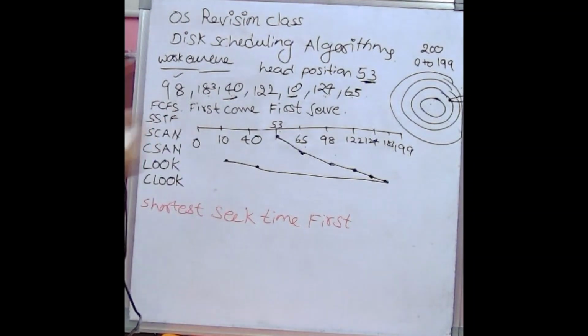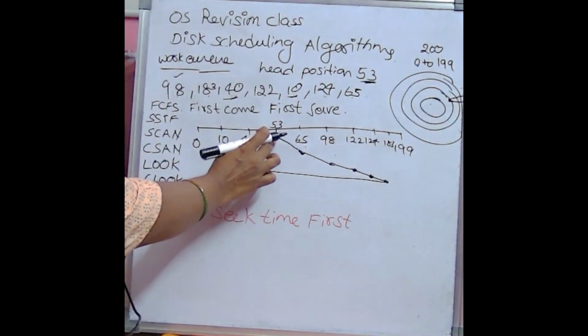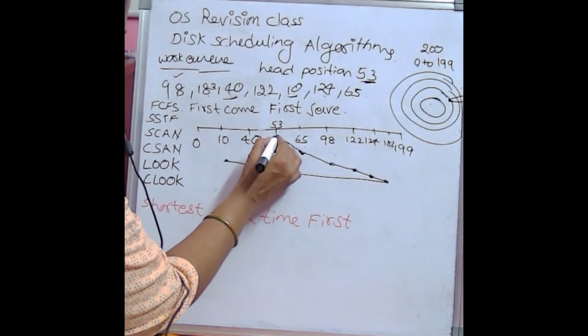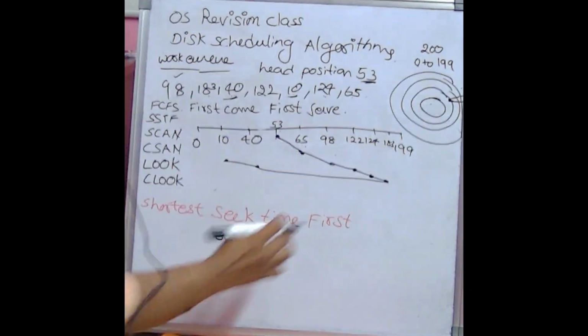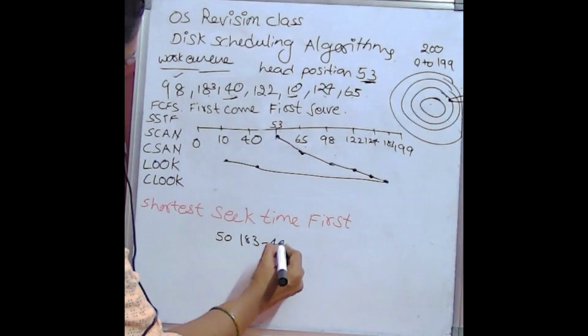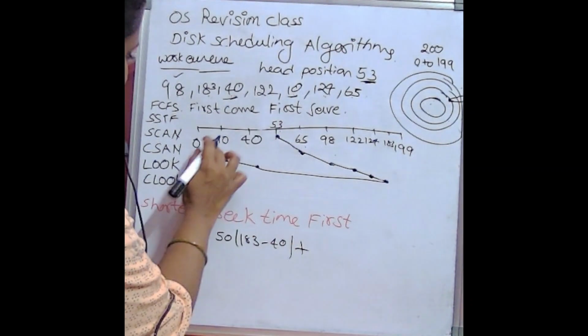How many cylinders did it travel? We will check easily. First, 183 minus 53, which is the number of cylinders traveled, to serve from this to this. After that 183 minus 40, and 40 to 10.